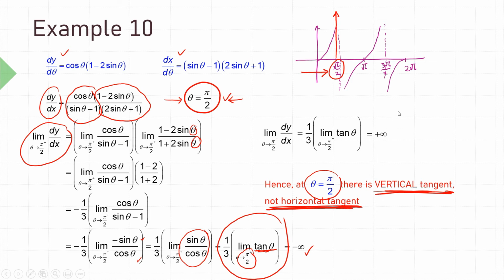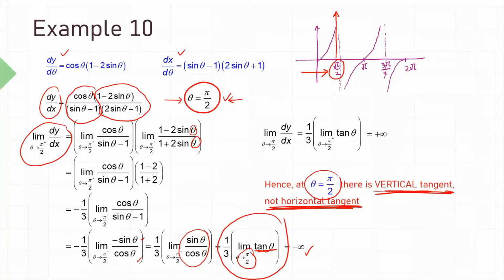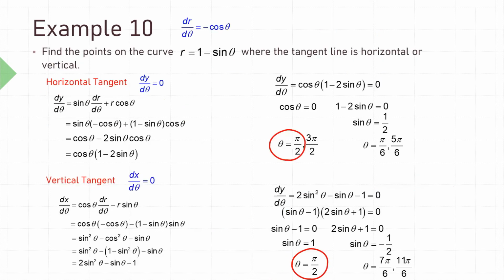Go back to your slide from just now. Because this one is vertical, not horizontal, we can cancel this part. So for the horizontal tangent, we consider only this one, this one, and this one.